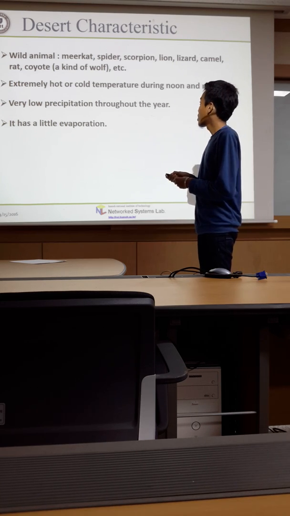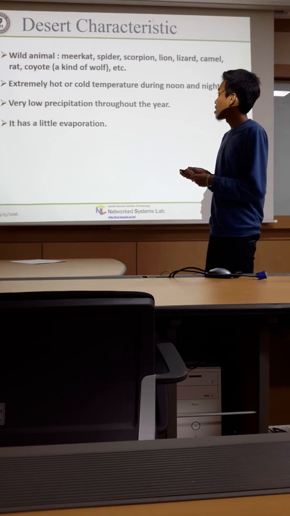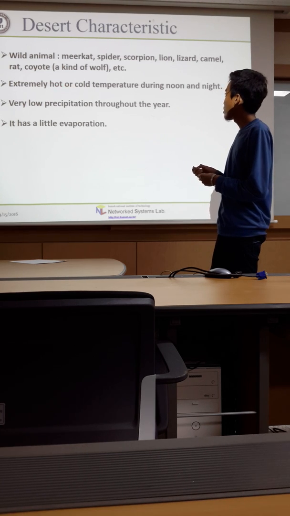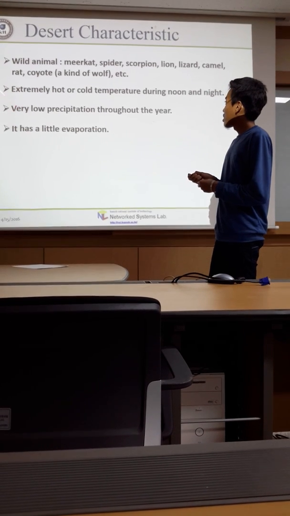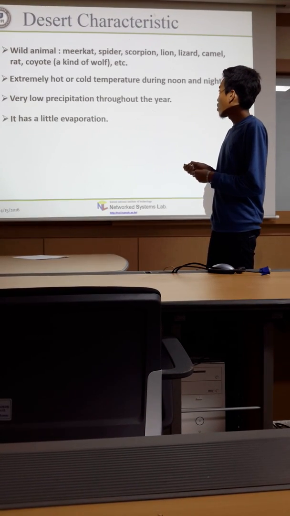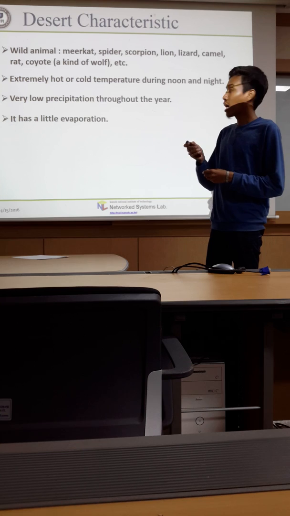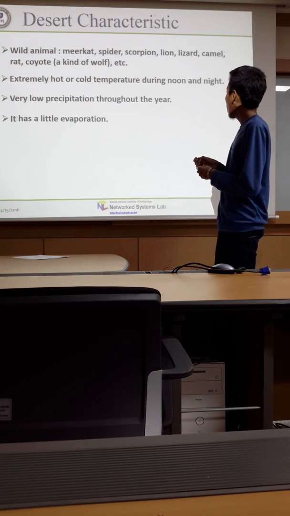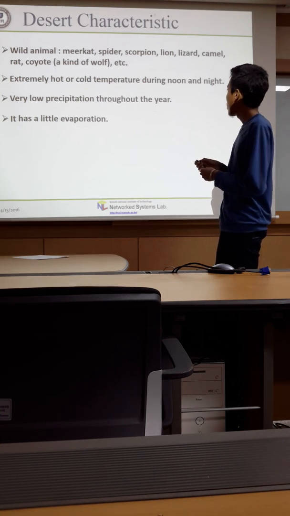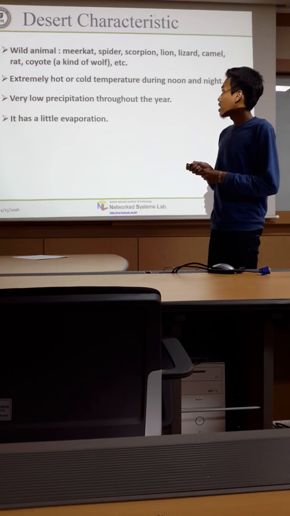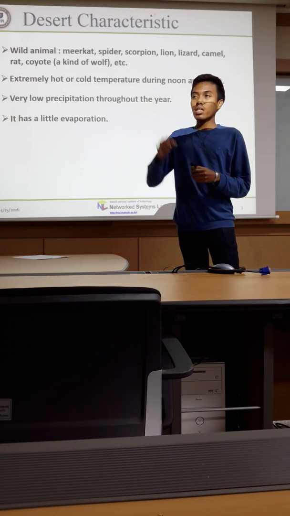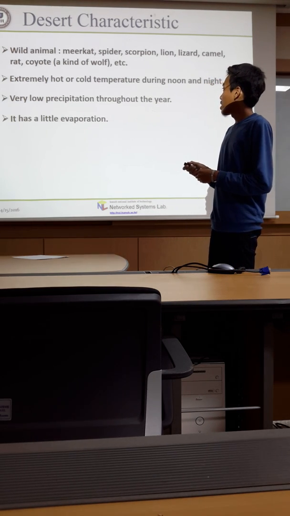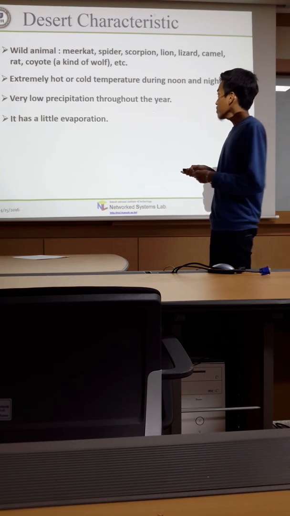So we already know that in the desert there are several animals like meerkat, spider, scorpion, and so on. And also in the desert, the temperature is very hot or cold depending on the time. It is very hot during noon, and very cold at night. And then it has very low precipitation throughout the year. It means there's little rain during the year, and it has little evaporation.